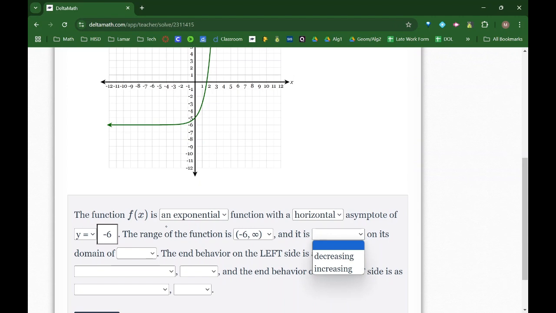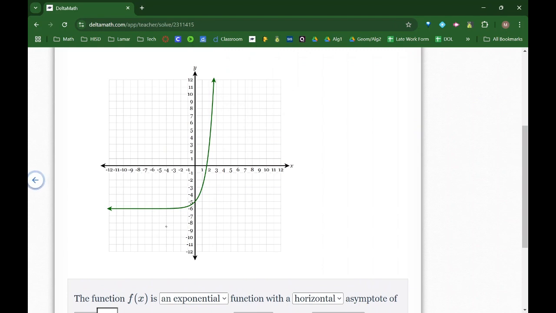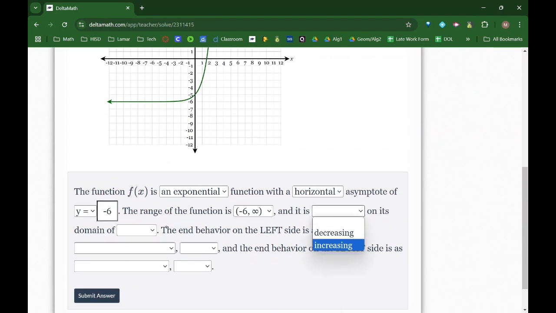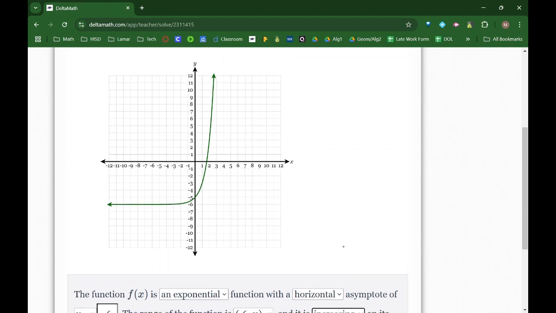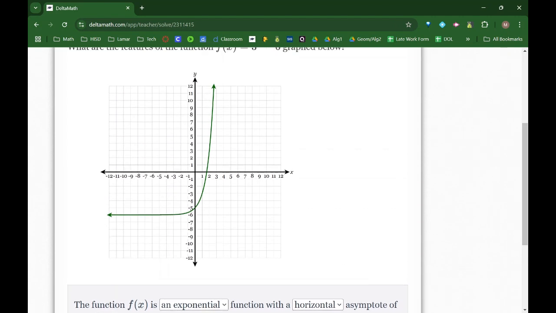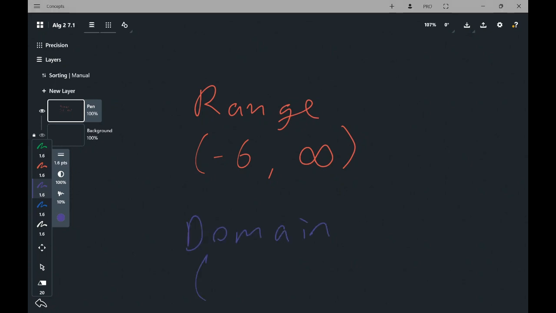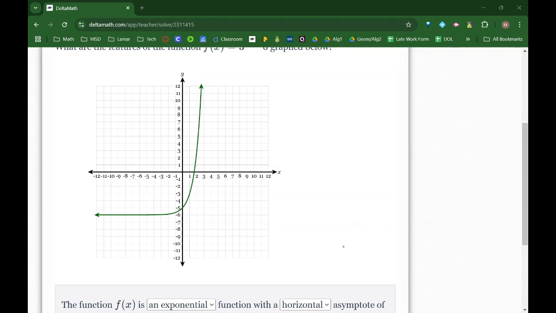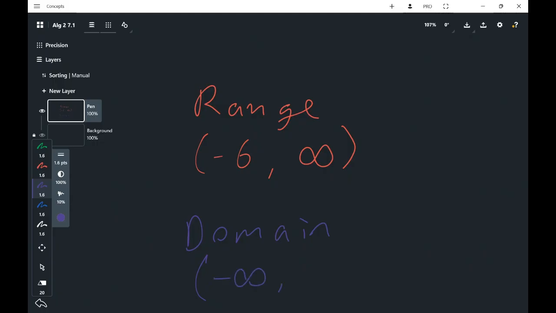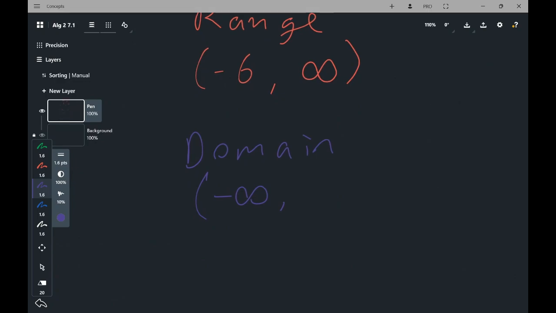Okay. And it's asking if it's decreasing or increasing on its domain. Well, the graph, as you can see here, as we increase x, it's going up. So this is increasing on its domain. Now, I have these two arrows here, right? I have this arrow going to the left. So we did range up here. If we're talking domain, for the x values, it's going to the left infinitely. That means it's going to negative infinity on the left side. And on the right side, even though it looks like it's kind of tapering off, this graph is still going to the right infinitely.